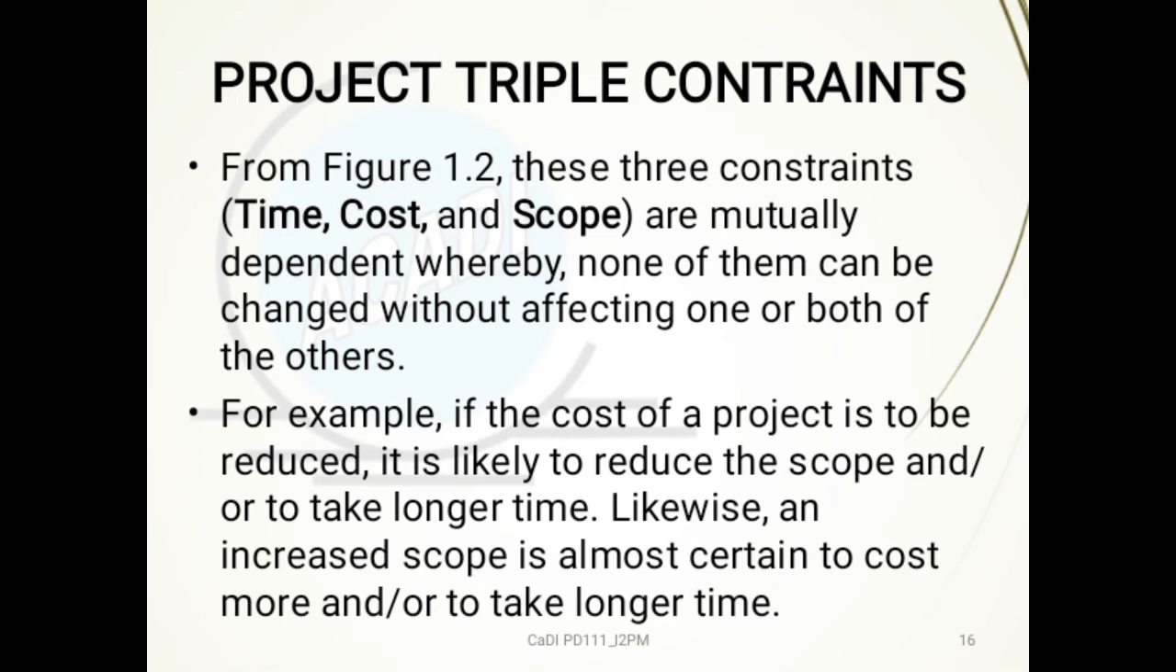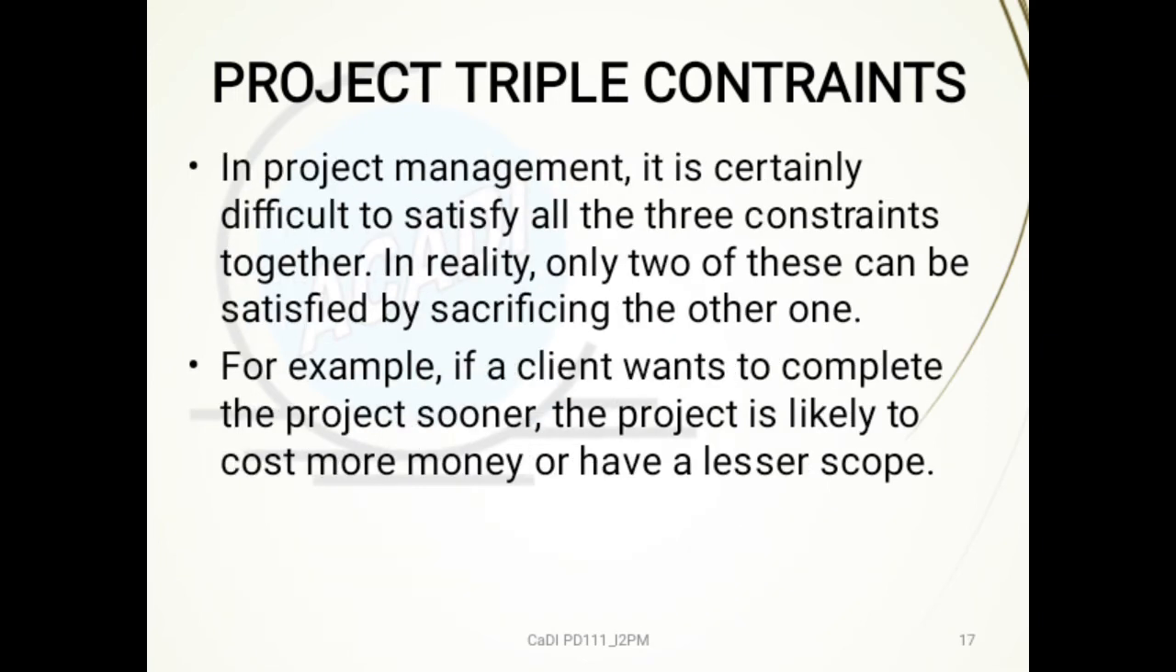Project triple constraint. From the figure we've seen, these 3 constraints are mutually dependent, whereby none of them can be changed without affecting one or both of the others. For example, if the cost of a project is to be reduced, it is likely to reduce the scope and or to take longer time. Likewise, an increased scope is almost certain to cost more and or to take longer time.